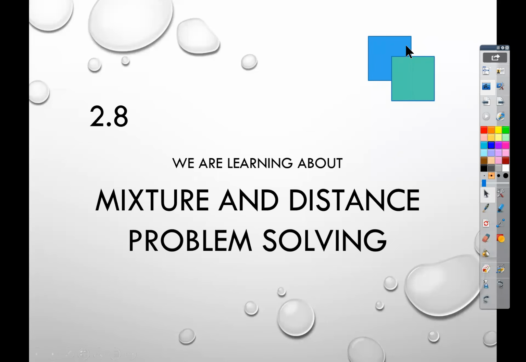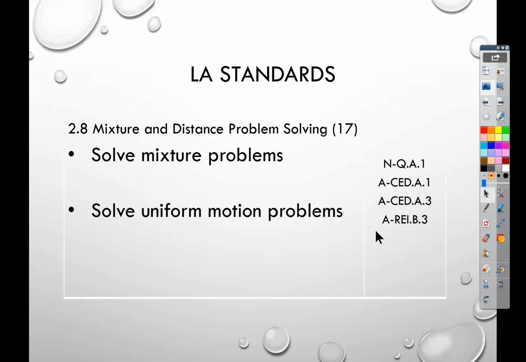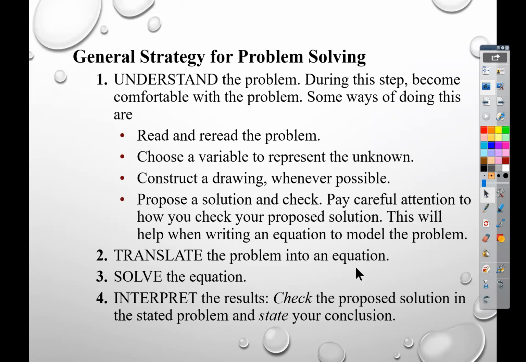Okay, we are learning about mixture and distance problem solving. This can be a tricky section, so we're going to spend a little bit of time on it. I know I've got this when I can solve mixture problems and solve distance problems. Go ahead and stop and read.